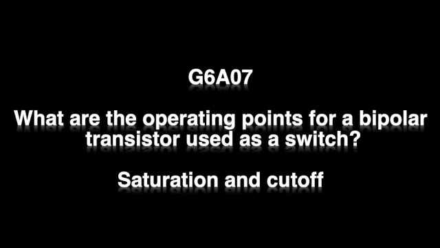G6A07. What are the operating points for a bipolar transistor used as a switch? Saturation and cutoff. G6A08. Which of the following is characteristic of low-voltage ceramic capacitors? Comparatively low cost. G6A09. Which of the following describes MOSFET construction? The gate is separated from the channel by a thin insulating layer.